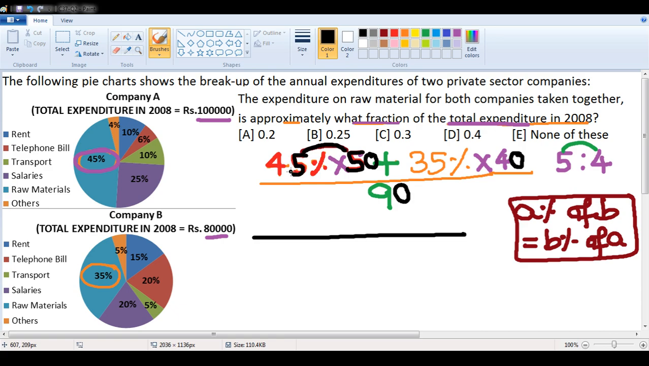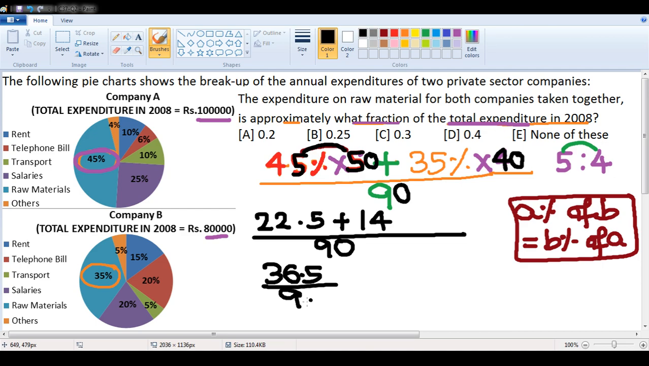50 percentage is nothing but half. Half of 45 is 22.5, right? It is 22.5 plus 35 percentage of 40. Instead of calculating 35 percentage of 40, rather I will calculate 40 percentage of 35. 10 percentage of 35 is 3.5. 40 percentage is 4 into 3.5, which is 14, divided by 90, right? So this is 36.5 divided by 90.